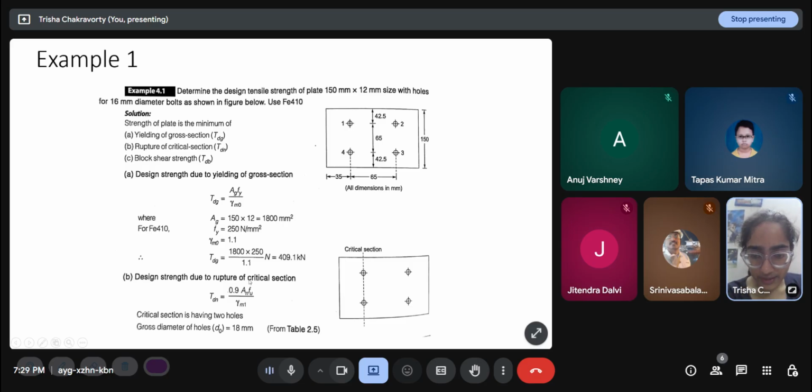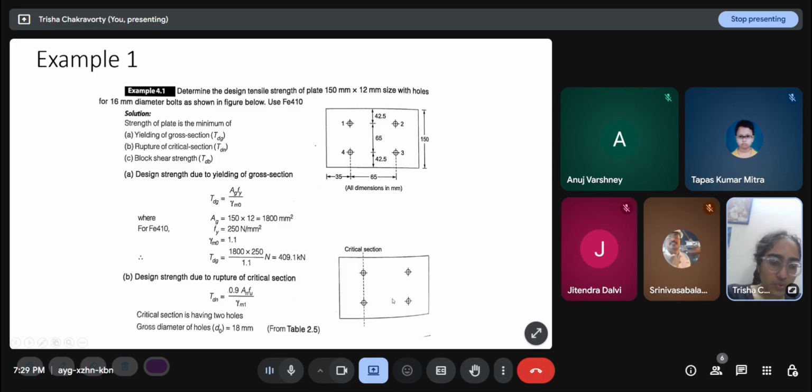So this formula here is 0.9 A_n f_u by gamma_m1. These gamma values are given in IS 800. Now what is the net area? A_n is 150 minus the bolt holes. There are two bolts of diameter 16 mm. IS 800 says that if the bolt diameter is 16 mm, assume the bolt hole diameter is 18 mm.